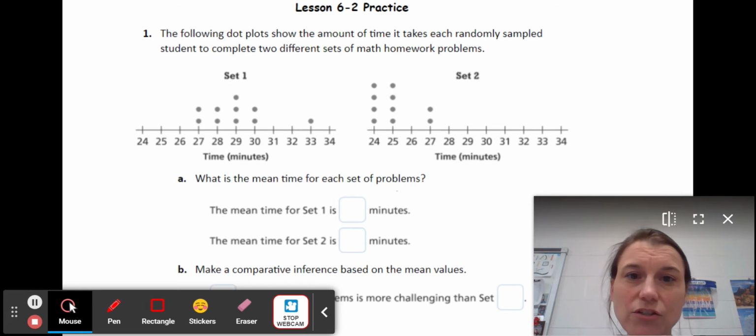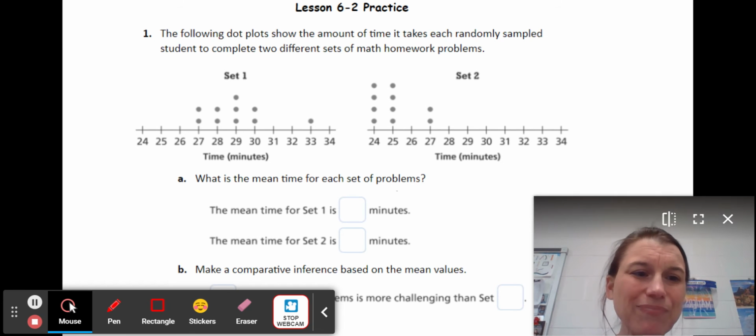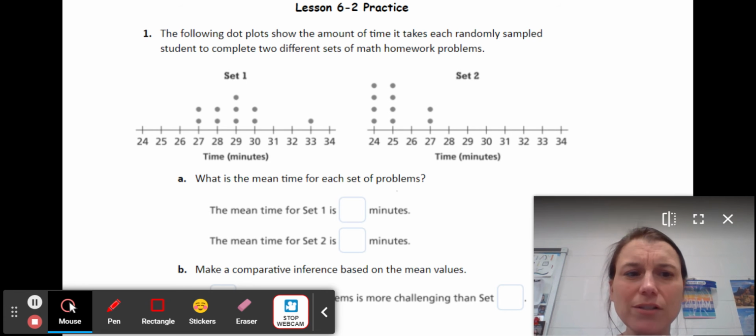In this case, the question is: which of these two math sets is more difficult? What it doesn't say here that we need to assume is that there are the same number of questions in each of the math sets, because obviously if one set was like 70 questions and the other was 4 questions, then we shouldn't compare the times. So we're going to assume they have the same number of questions.